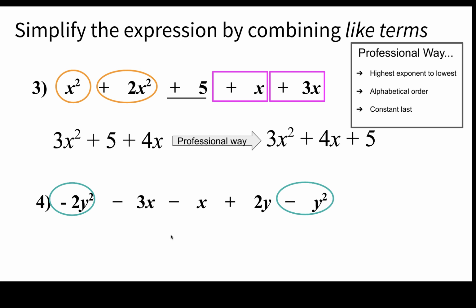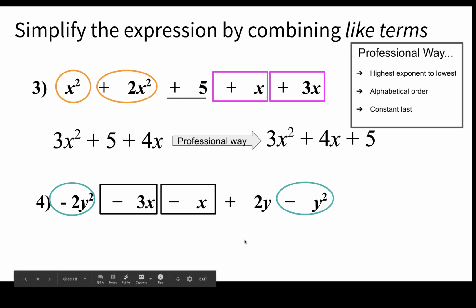My next term is a minus 3x. Are there any other terms that have x in them? Yes, so I'm going to give the term with x in it the rectangle. Minus 3x and my x right here, I can combine them together. My last term is a 2y. Are there any other terms that I can combine with that? Nope. So this time I'm just going to leave it and not give it a shape.